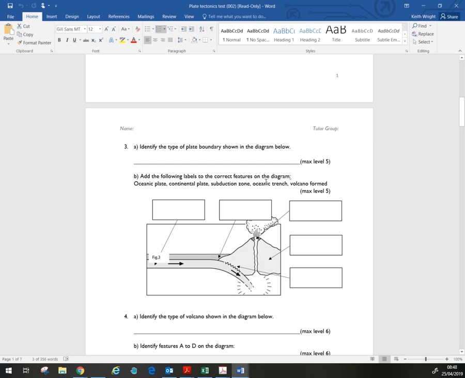And then you've got the volcano forming, where you've got your volcanic activity here. So there's your volcano form.